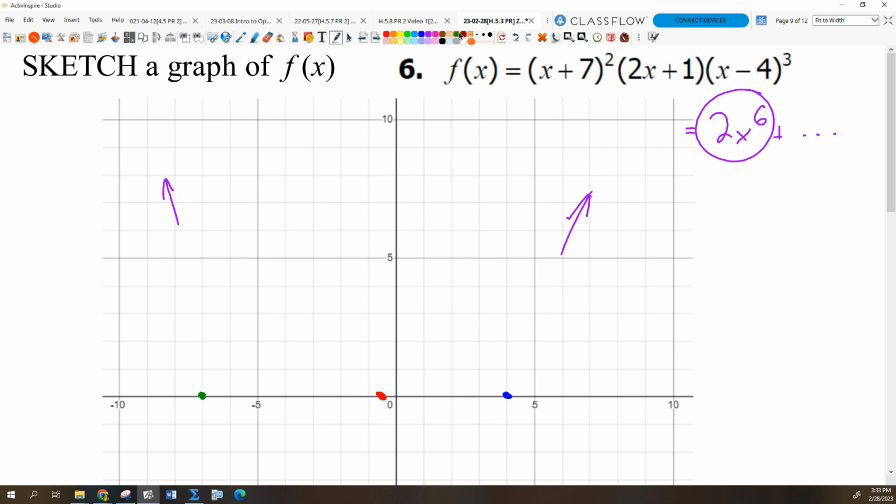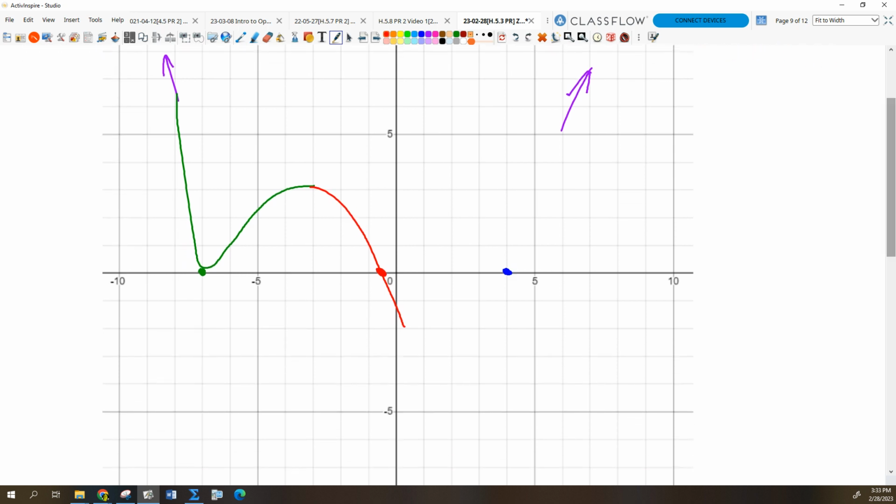If it's bouncing, we said this was quadratic, so it bounces at the green. So it's got to do that. And then it cuts through the red like a line, so it's got to do that. And then it cuts through the blue like a cubic, so it's got to do that. And that's what it looks like.